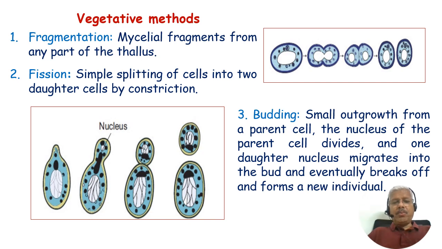Budding is the production of a small outgrowth, that is the bud, from the parent cell. As the bud is formed, the nucleus of the parent cell divides and one daughter nucleus migrates into the bud. The bud increases in size while still attached to the parent cell and eventually breaks off and forms a new individual, and it is common in yeasts.